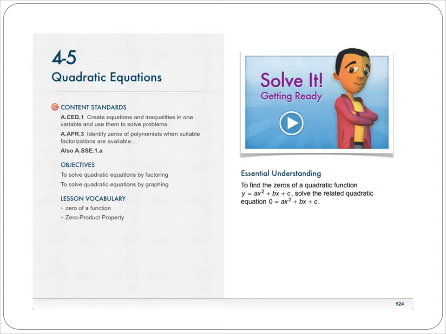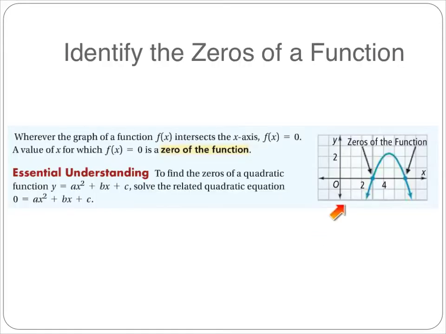It's very important that you understand that the zeros of a quadratic function in the form y equals ax squared plus bx plus c are found when you set this equation equal to 0 and solve. So you have to see that it is going to be the same. The x-intercepts and the solutions are actually the same. So the zeros of the function, when you solve, are the same as the x-intercepts. You can see here is a 0 and here is a 0. Every 0 is a solution.